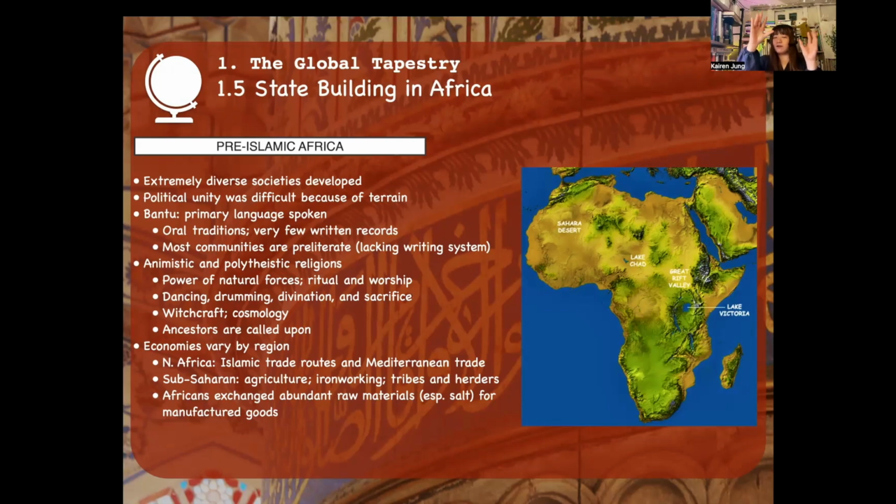So in North Africa, you had Islamic trade routes and Mediterranean trade. In the sub-Saharan areas, you had agriculture and ironworking, tribes and herders. The Africans tended to exchange a lot of raw materials, especially salt, for manufactured goods. In parts of Africa, to this day, they use large bundles of salt instead of coinage or money.